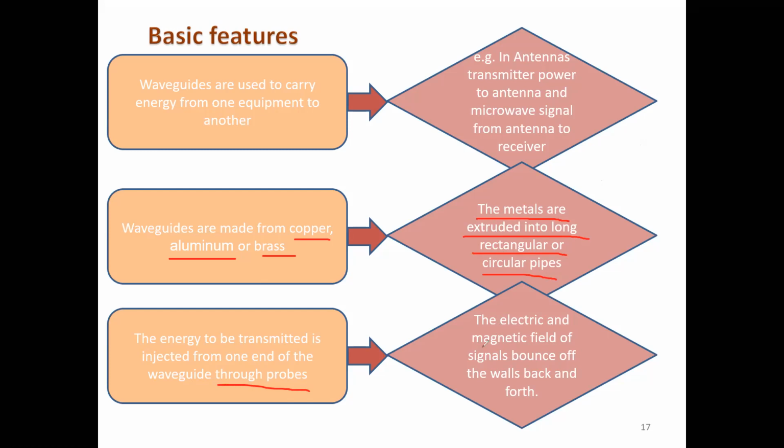The electric and magnetic field of signals bounce off the walls back and forth. Okay, the signals bounce back and forth. Okay. So these are the features of waveguide.